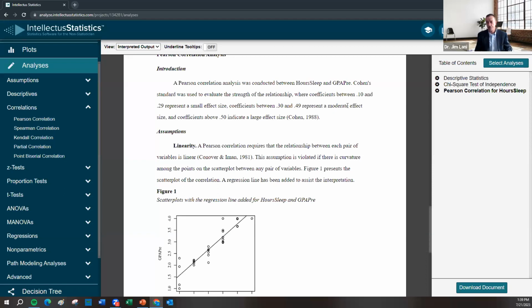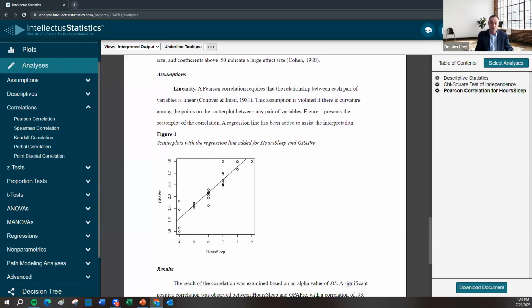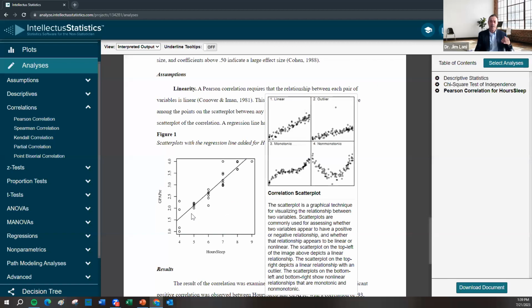The correlations are essentially effect sizes, or how important these relationships are. And there are different conventions here for large effect sizes. There's a correlation of 0.50 and so forth. There's also an assumption that you want things to be linear.